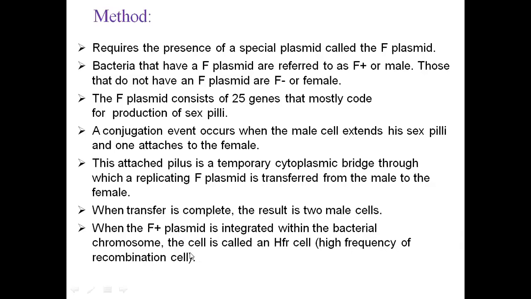This is very important. When the F plasmid is integrated within the bacterial chromosome, that means the F plasmid is an additional genome and the bacterium already contains one chromosome. When they fuse or integrate, the cell is called an Hfr cell: H for high, FR for frequency of recombination cell. High frequency cells are very important for competent cell preparation. Competent cell is another topic, we will discuss it later.